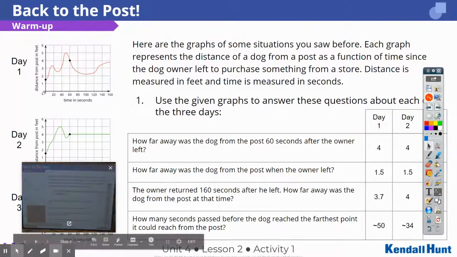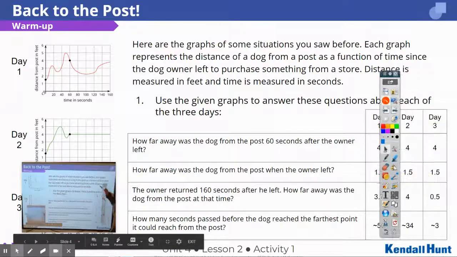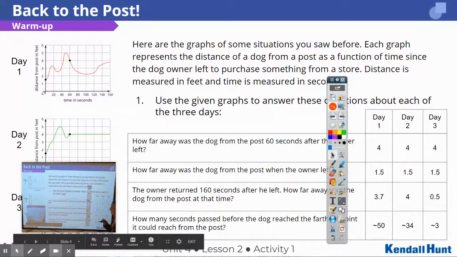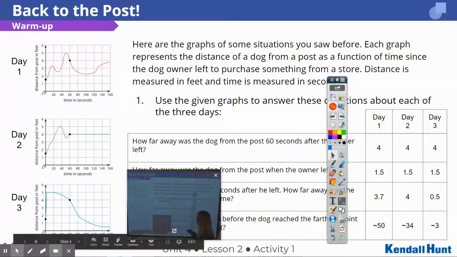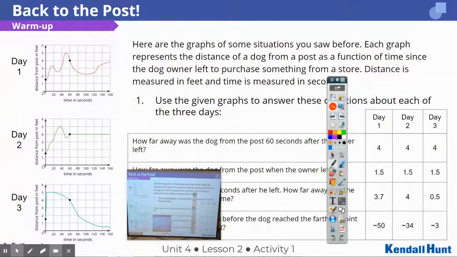All right, hopefully you had a chance to do that. So you can check your answers here. If you weren't sure how we got those answers, for the first one, if we're looking at 60 seconds after the owner left, you had to look at the graph for each day. We start at the origin, you go over to 60 seconds, and then up to where the graph touches the line, and you can see that it's at 4 feet.